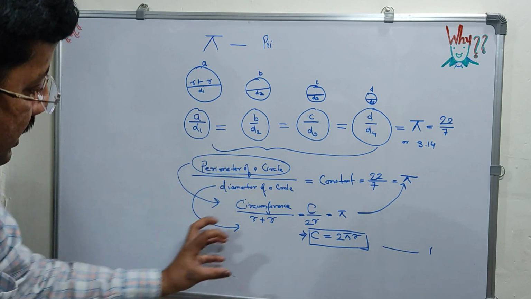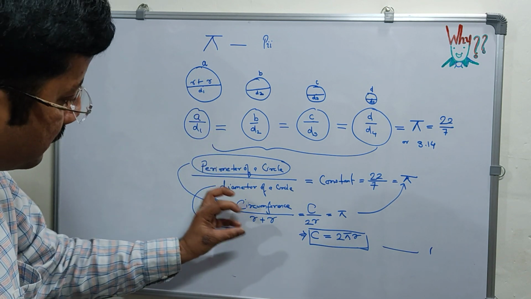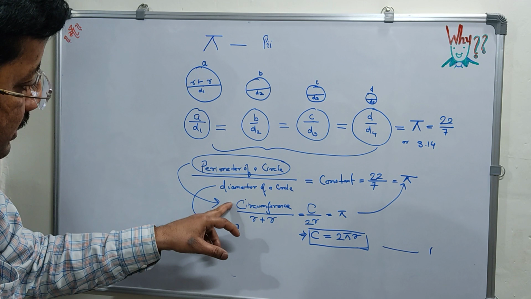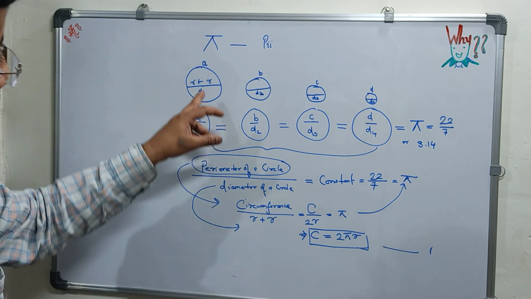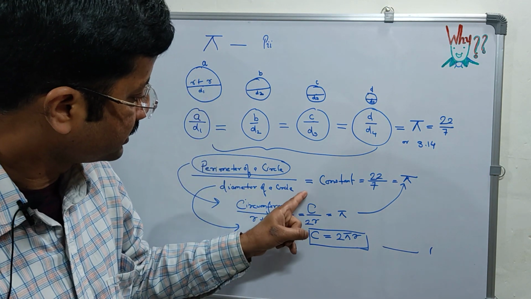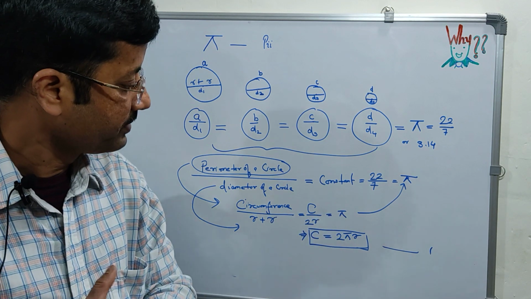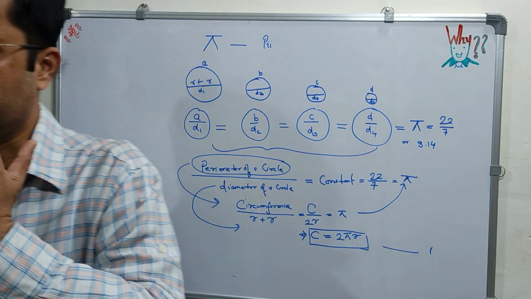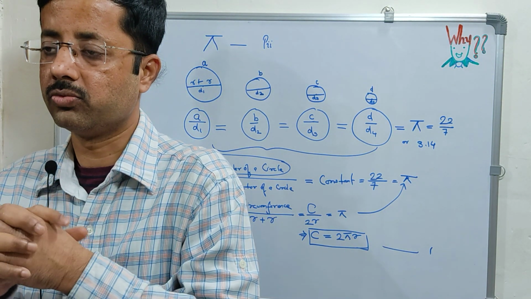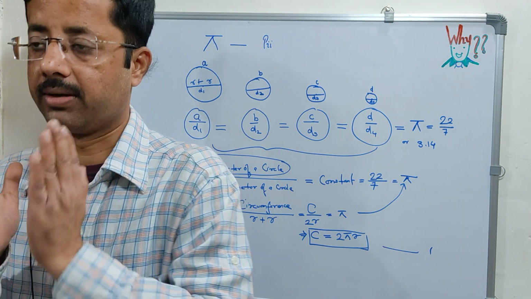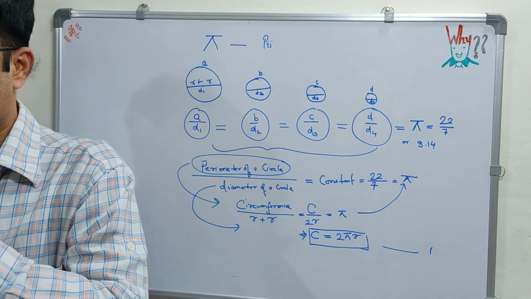Now we can write more in terms of circle language. Perimeter we have written as circumference, r plus r is the diameter equals 2r, c upon 2r equals pi, and from here we got the formula c equals 2 pi r. I hope it's very clear.